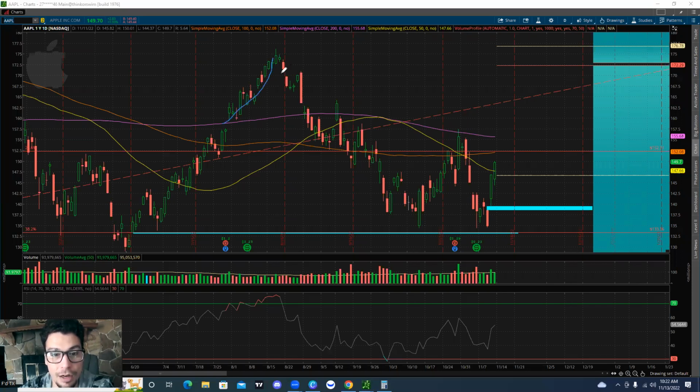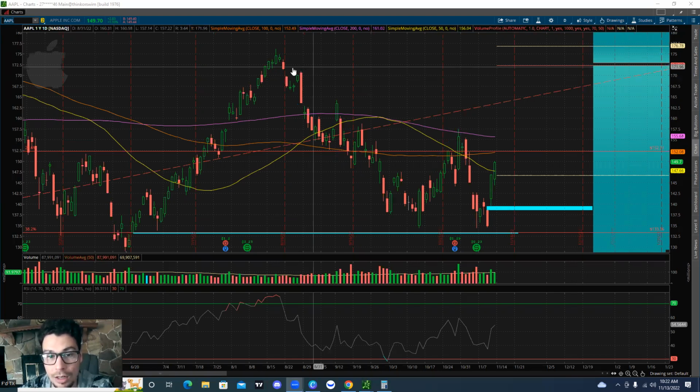We make it up above there, but as soon as we come down to test it, we break right through it, right? And we come back up again, and then we break right through it. We come up here again to it, and then we break right through it to the downside. And that's just kind of been the trend and the pattern that we're seeing, right?